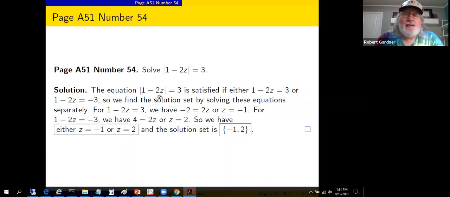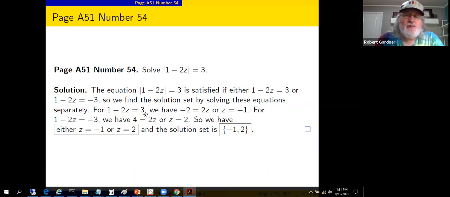So eliminating the absolute value in an educated way produces two things: either 1 minus 2z equals positive 3 or 1 minus 2z equals negative 3. Remember, you're taking the absolute value of 1 minus 2z. In both cases, again, that produces 3. So let's solve both of these equations. We find the solutions by solving these equations separately.